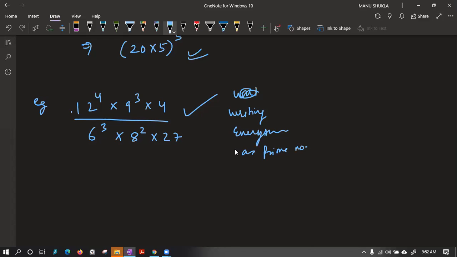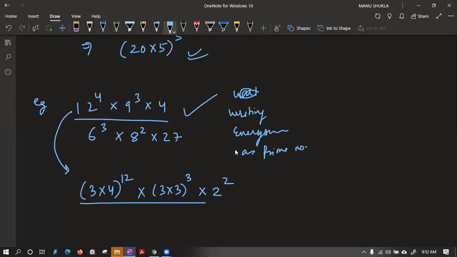So first of all, I can write 12 as 3 into 4. Class, is this correct? I can write 9 as 3 into 3 whole power 3. Is this correct? I can write 4 as 2 power 2. Any problem?